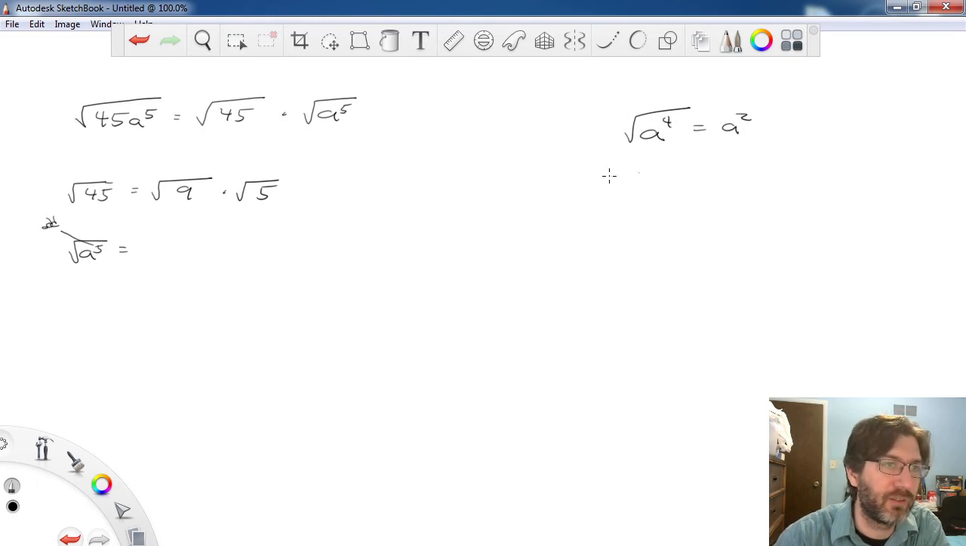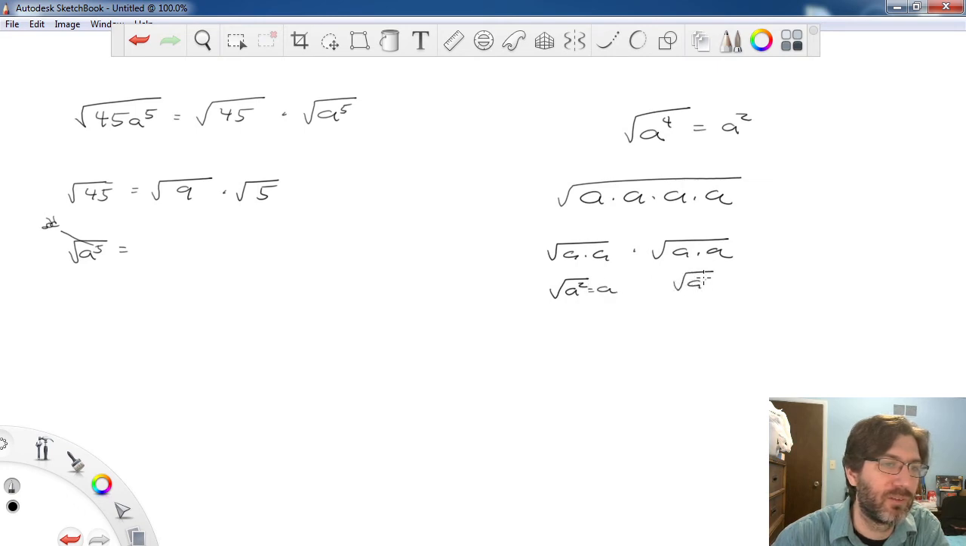And we'll look at that. We know a to the 4th is a times a times a times a. If I were to take the square root of all of that, that would be the square root of a times a, times the square root of a times a. And the square root of a times a is the square root of a squared, so that equals a. And this will also equal a squared. So it's just going to be a times a, which is a squared. So this does just take away half of the exponents, is what it's going to do.